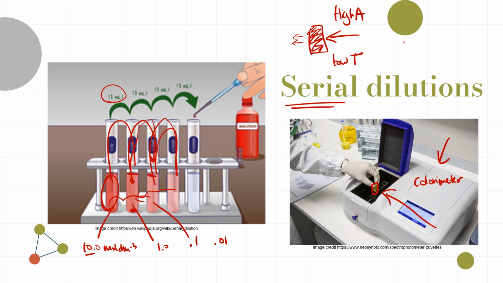But if I have a solution like this one that has just the littlest bit of color, when I shine my light through it, most of it is going to go straight on through. It's going to have a high transmittance, a low absorbance. Our machine actually detects how much light is transmitted through the sample and then spits out a number equal to that transmittance, and then I can figure out just how much color, how concentrated is my solution by looking at how much light is absorbed by my sample.